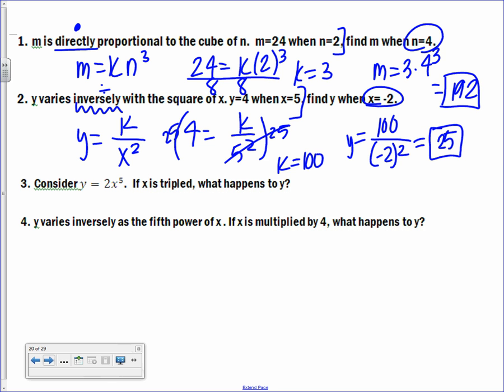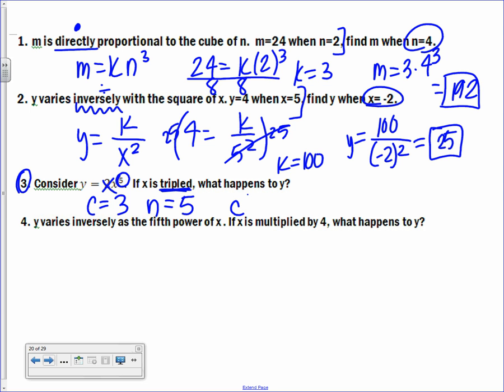Number 3 says consider y equals 2x to the fifth. If x is tripled, what happens to y? This is one of those top 10 most missed questions. So we'll think about a c and an n value here. c is my change, so being tripled is my change. n is my exponent, so there I look at my formula, the fifth. I do not care about that 2 in front, because that's there no matter what, so that doesn't change.